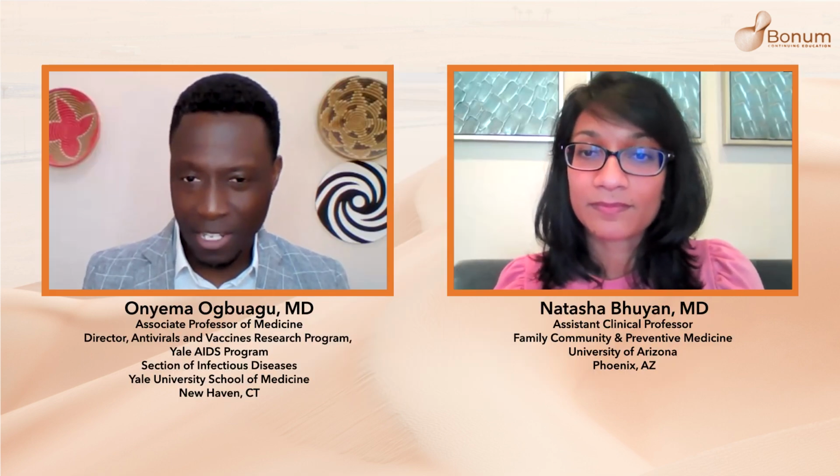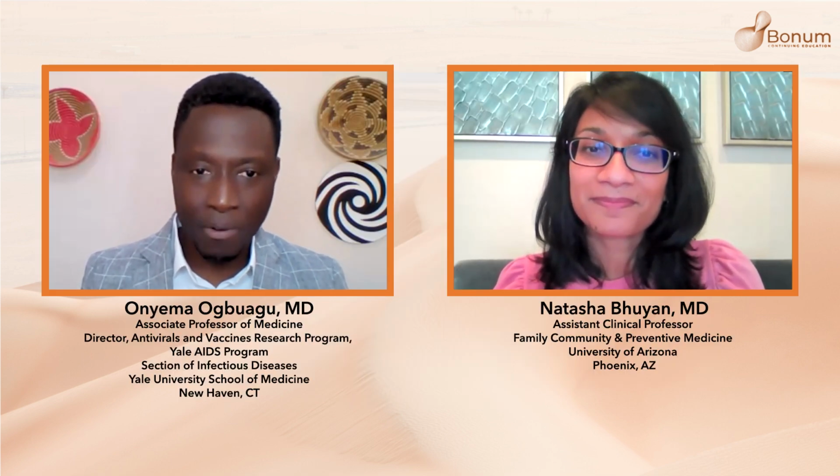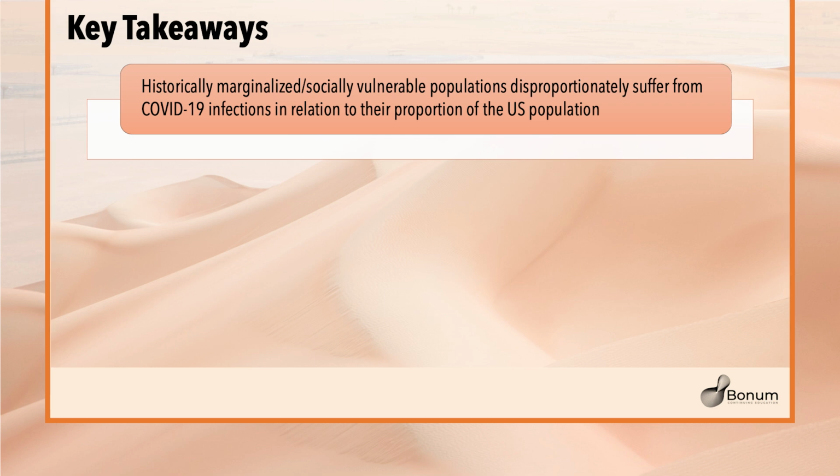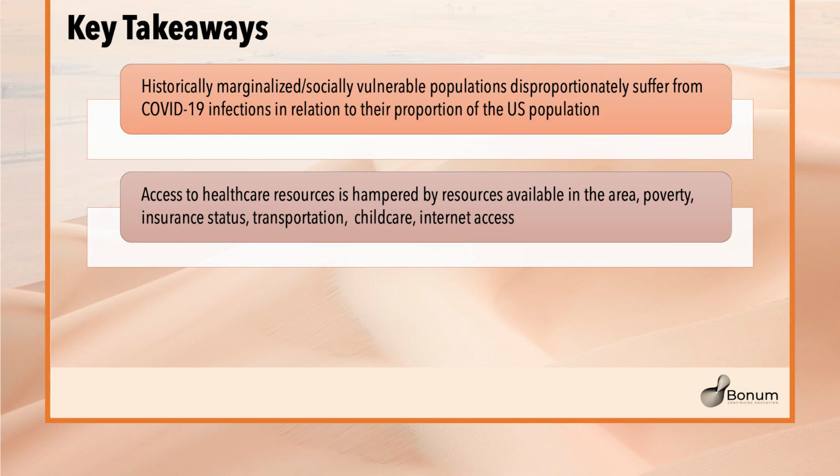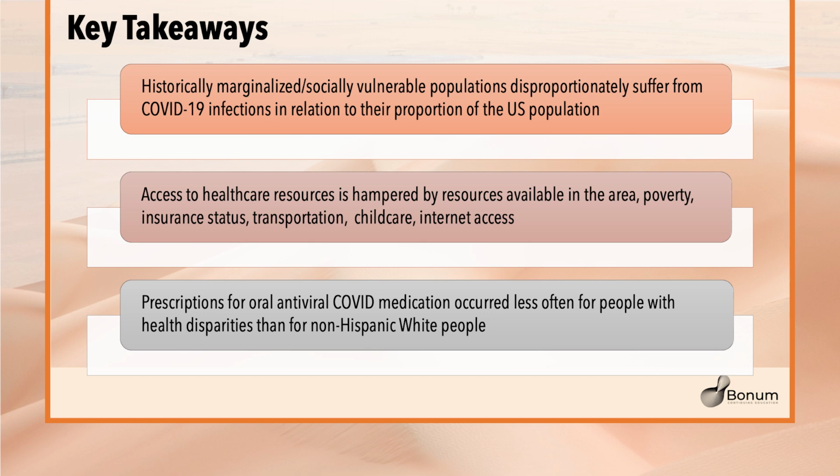Now, since we've covered a lot today, Natasha, could you kindly summarize the key points from our discussion, please? In summary, the key takeaways from today's discussion are: historically marginalized and socially vulnerable populations disproportionately suffer from COVID-19 infections in relation to their proportion of the US population. In addition, access to healthcare resources is hampered by resources available in areas, including poverty, insurance status, transportation, childcare, and internet access. Prescription for oral antiviral COVID medication occurred less often for people with health disparities than for non-Hispanic white people.